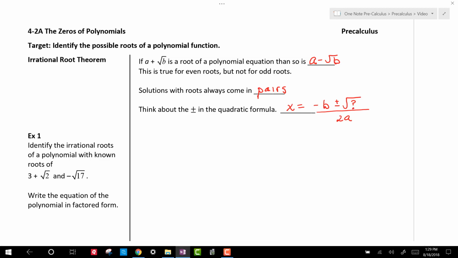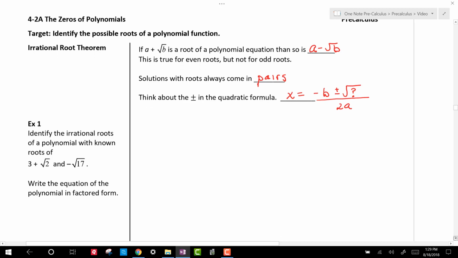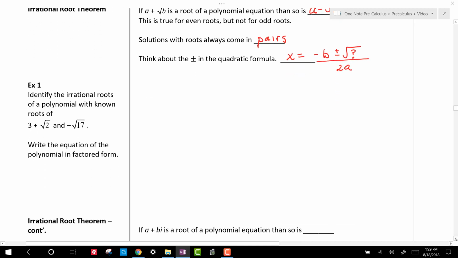If you get a plus root b, then there has to be an a minus root b, and that includes negative solutions in the root too. The only number that wouldn't be true with is a plus or minus the square root of 0, because that wouldn't make sense. So think about that as we go through some of these. Really all we want to do is know how to use this when we're writing equations, when we're looking at polynomials on graphs, things like that.